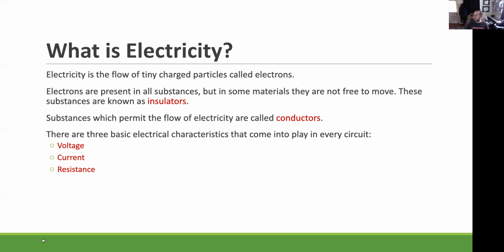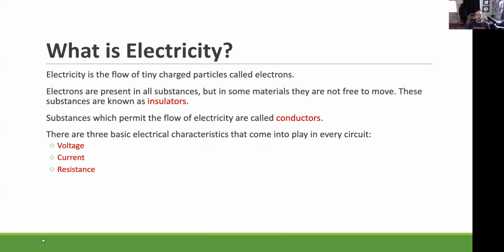So let's see. There are three important aspects that come into play in every circuit. That's the voltage, the current, and the resistance. I'll get into each of those in just a little bit, but those are just different aspects of how electricity flows.